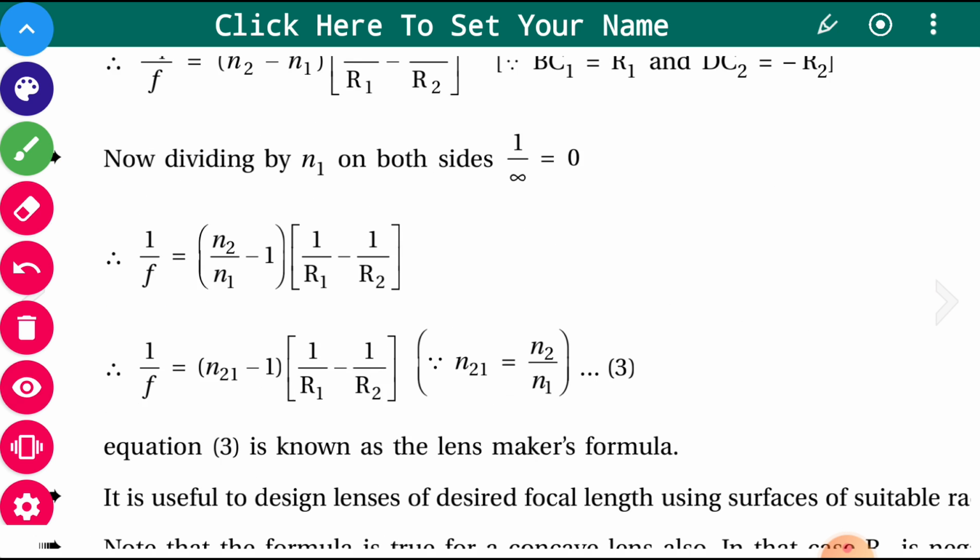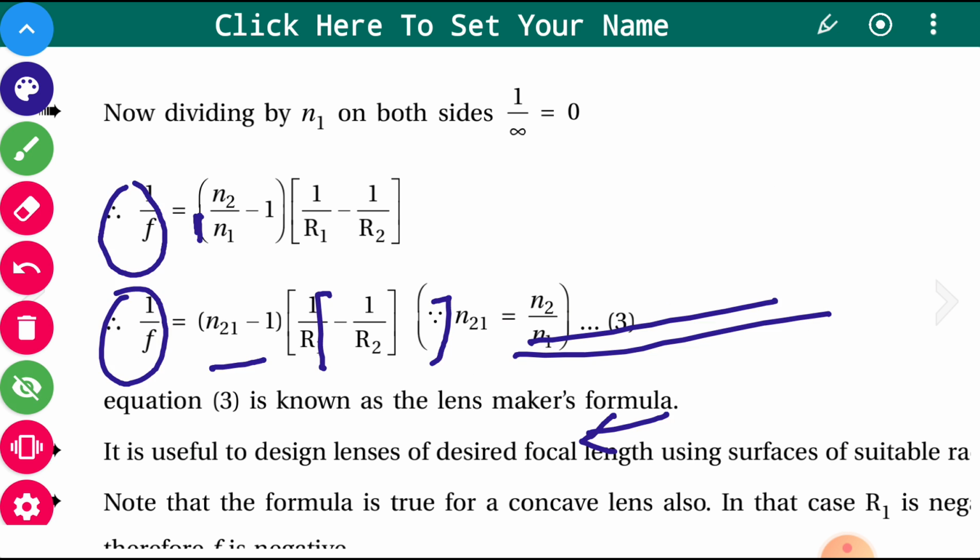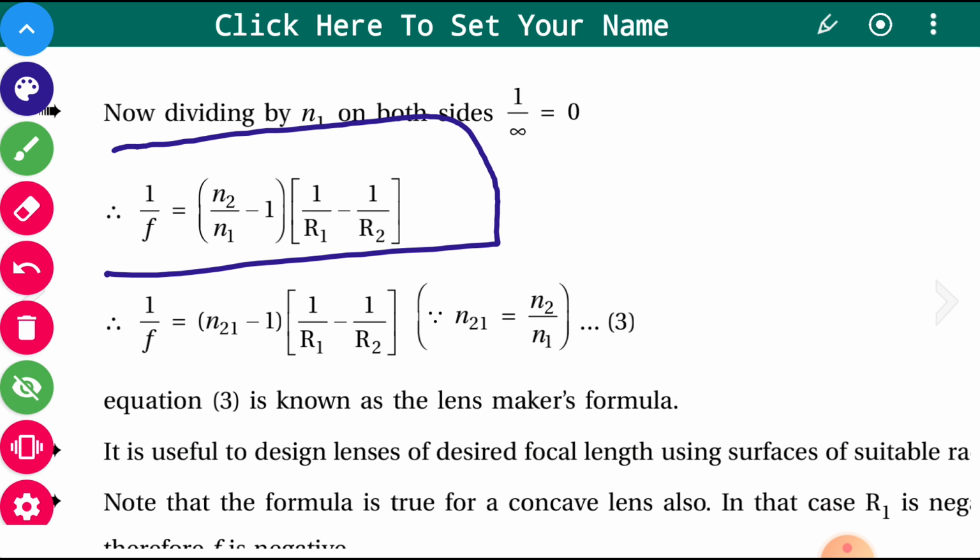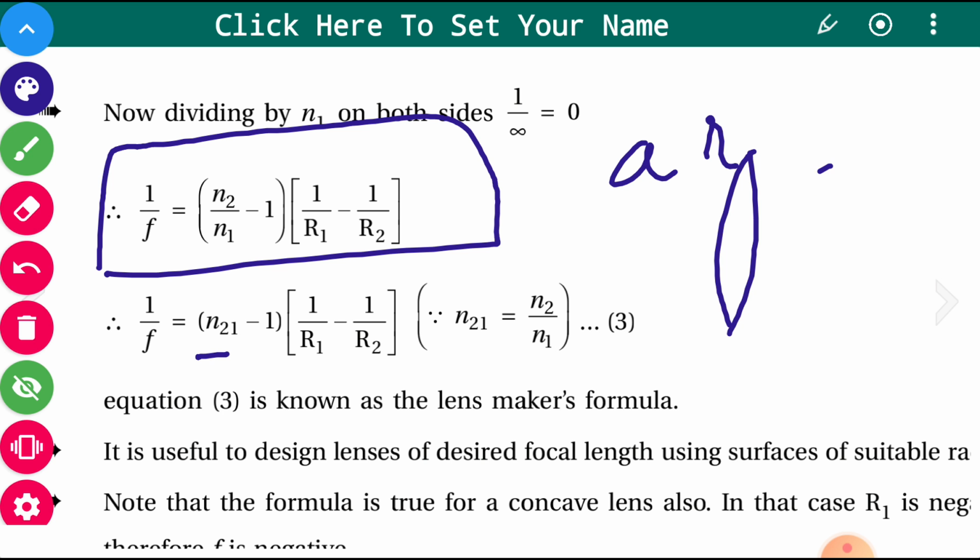So we will have this equation 1 upon f is equal to n2 upon n1 minus 1 into 1 upon r1 minus 1 upon r2, and n2 upon n1 is nothing but refractive index of 2 with respect to 1, that is refractive index of glass with respect to air if both the side there is air medium. So this equation which we have obtained, that we wanted to derive.